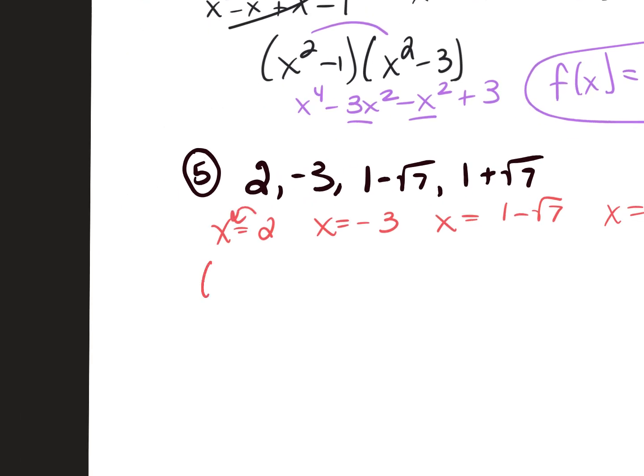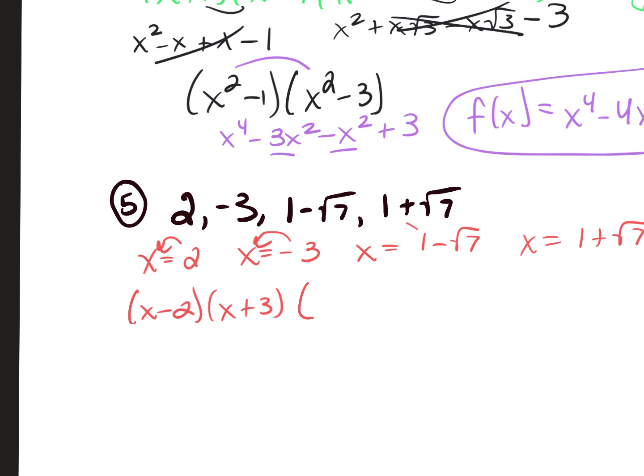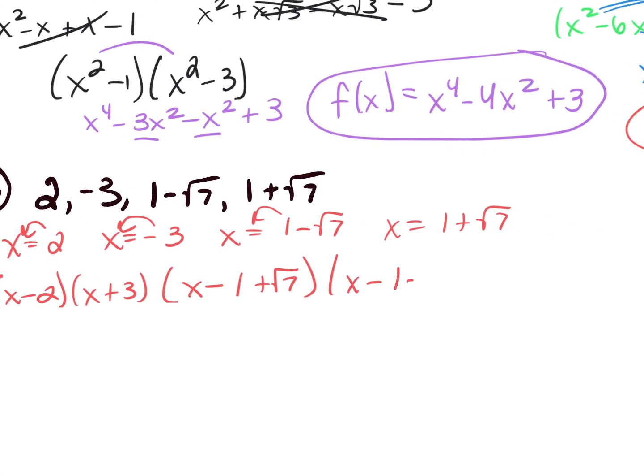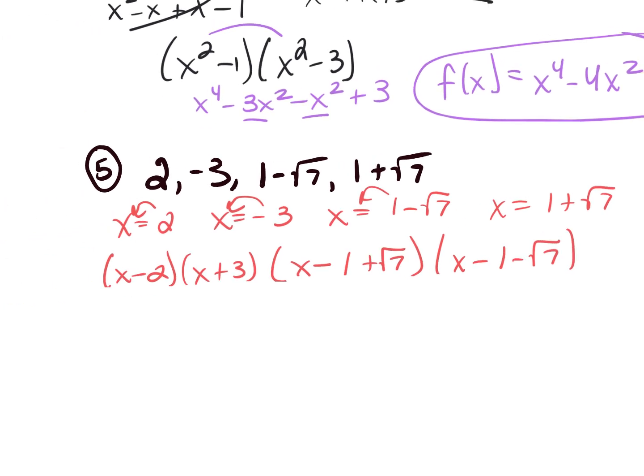I'm going to bring my 2 over. This becomes x minus 2. Bring this negative 3 over. It's going to become x plus 3. When I bring this over, it becomes x minus 1 plus root 7, x minus 1 minus square root of 7. So we're going to go ahead and FOIL the first two together, and then we'll FOIL the second two together, and then we'll combine those two.